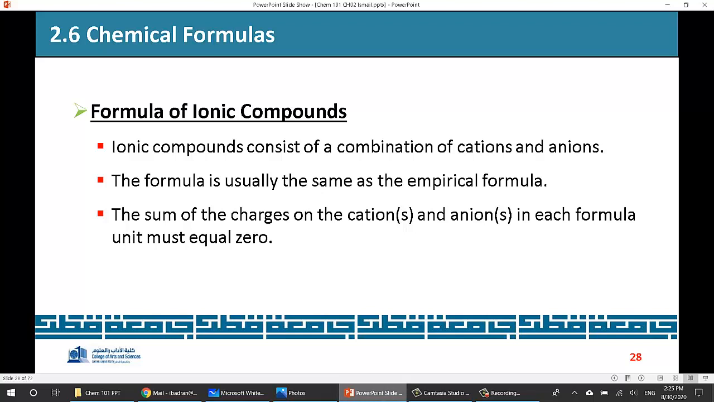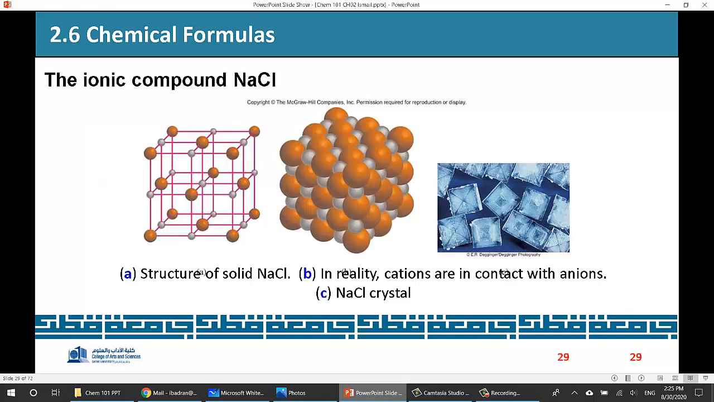So the formula of ionic compounds consists of a combination of cations and anions. The formula is usually the same as the empirical formula, and this is important. For ionic compounds, we go with the empirical formula, but that does not happen to molecular compounds. And the sum of charges of the cations and anions in each formula unit must equal 0. So the whole compound must be neutral.